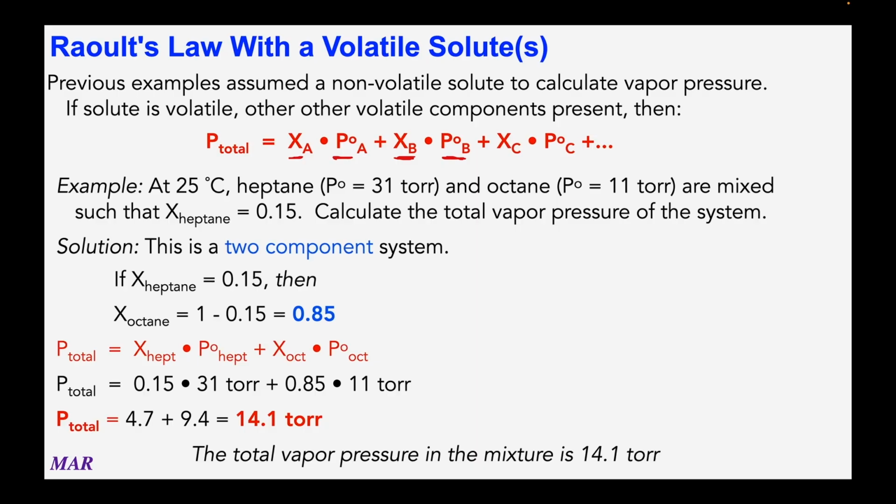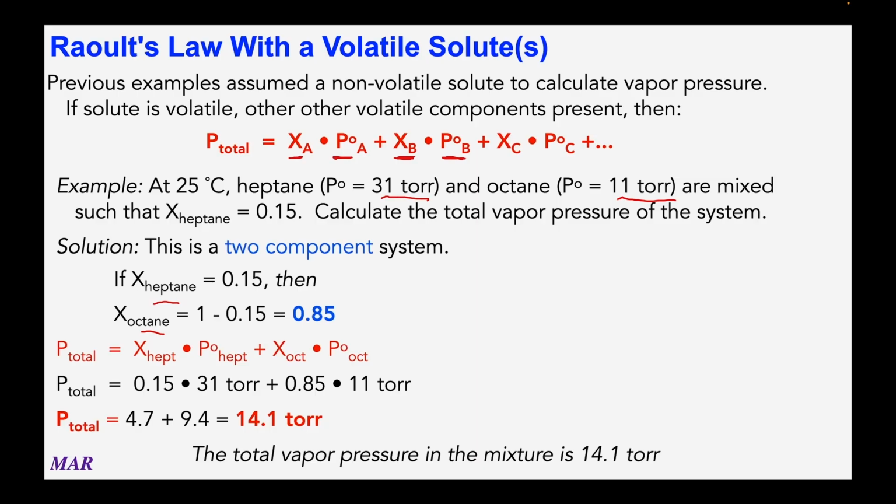And if you have a third one, you can do C, et cetera. So let's figure out here how this all works. In this problem, we have both heptane and octane, and both of these have a torr value. So those are vapor pressures. A torr and a millimeter of mercury are the same.